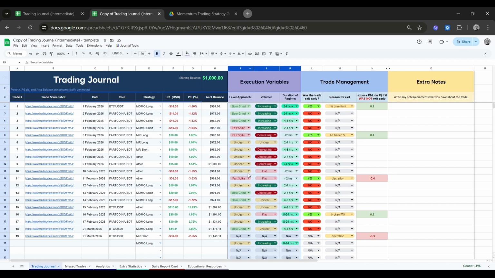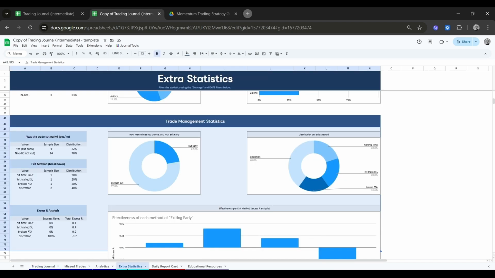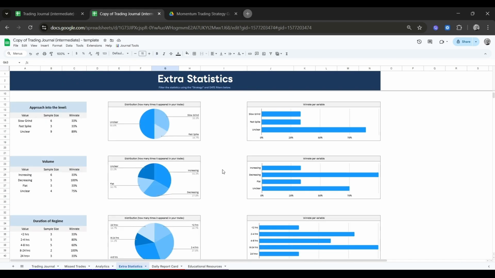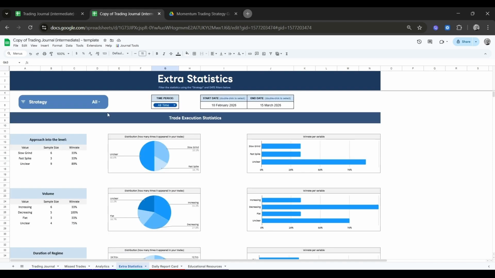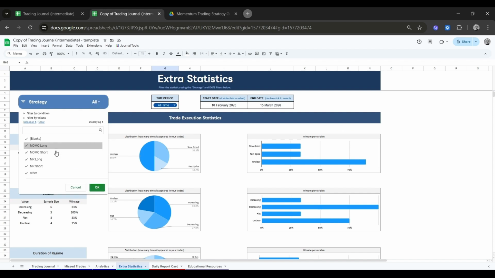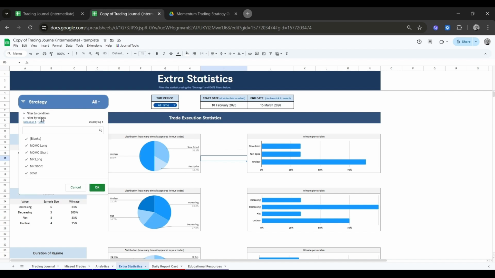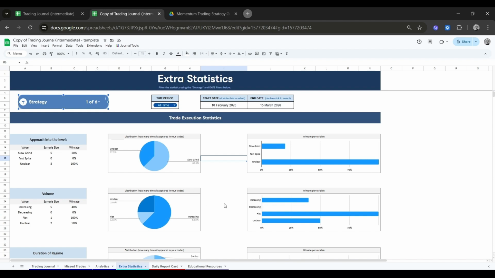Okay, so for every single trade, we're going to do our best to classify every single one to the best of our ability. And this is going to be very useful because you can go over to the Extra Statistics tab and see for yourself how much of an impact these variables actually have on your win rates. And you can filter your extra statistics based on strategy and also based on time period. So, for example, let me clear this out. I'm only going to select momentum long.